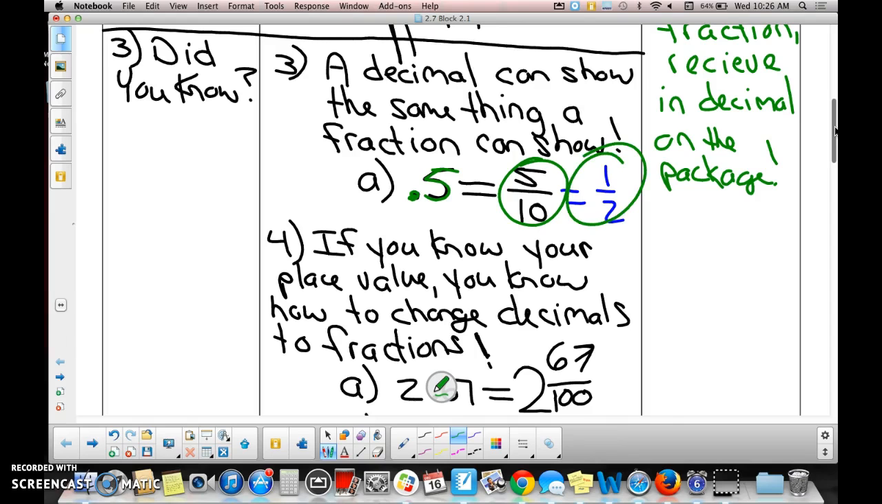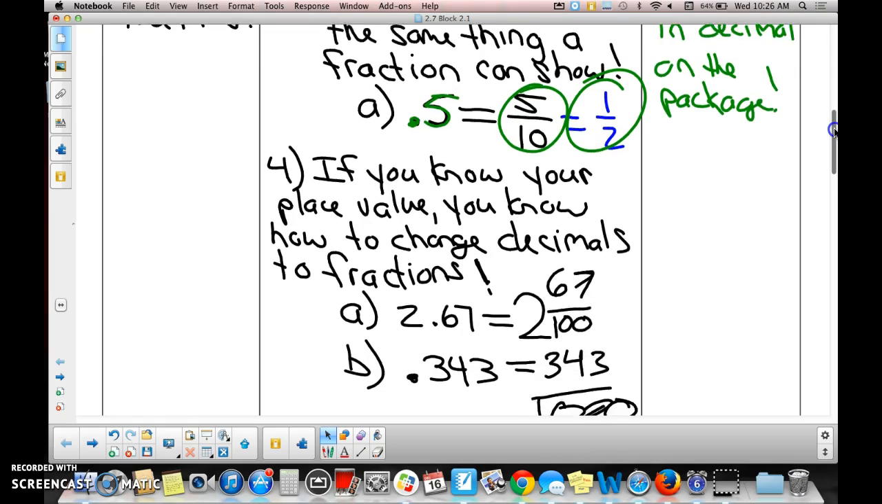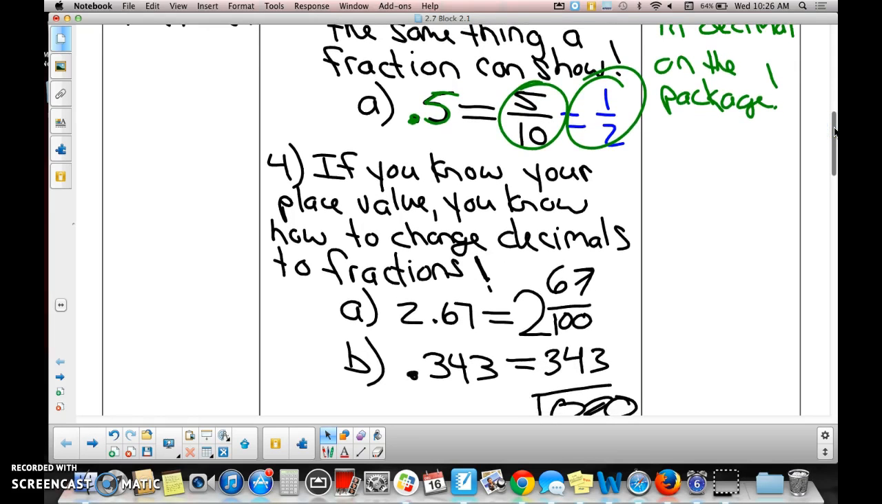Okay, so you have your did you know statements. Did you know? A decimal can show the same thing as a fraction. Did you know number 4? Kaylee, read your number 4 to me. If you know your place value, you know how to change decimals to fractions. So if you can read place value, you're done. You can change decimals to fractions.